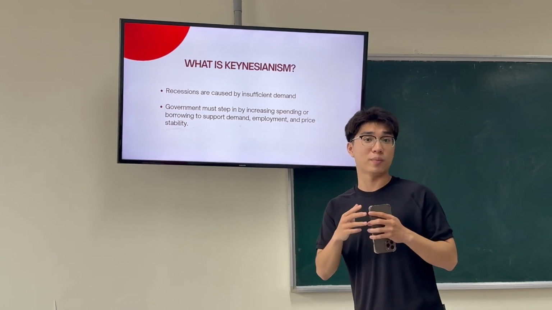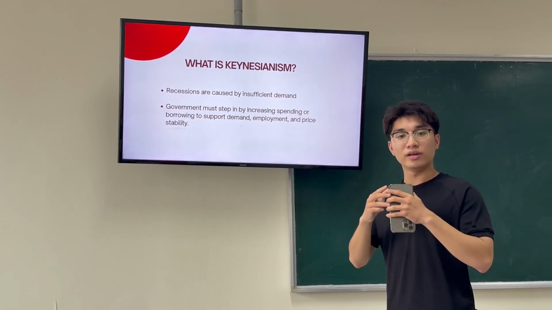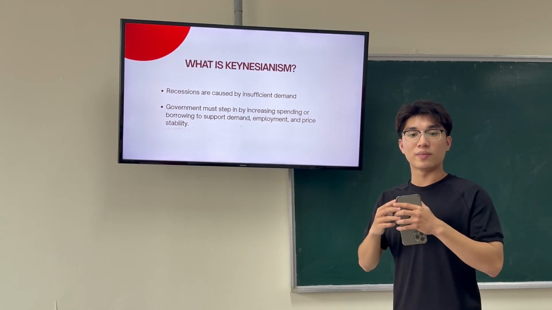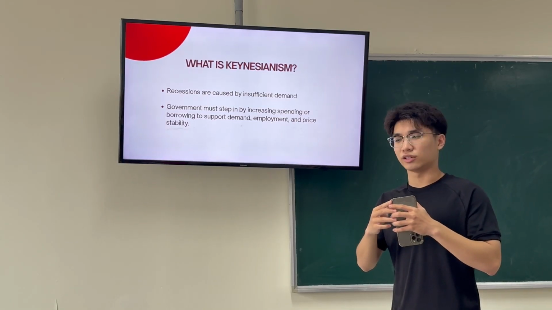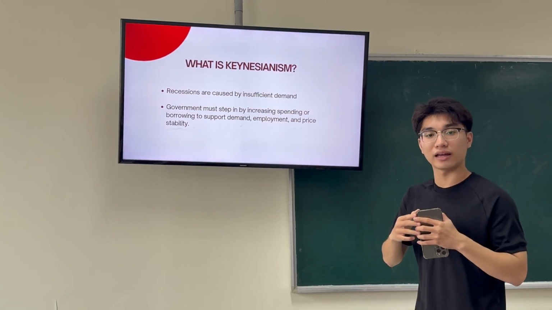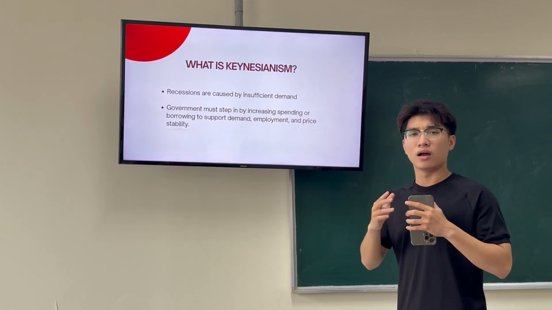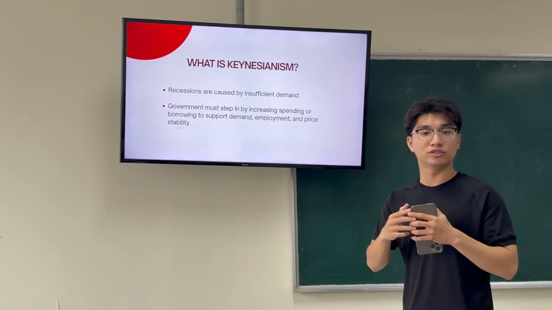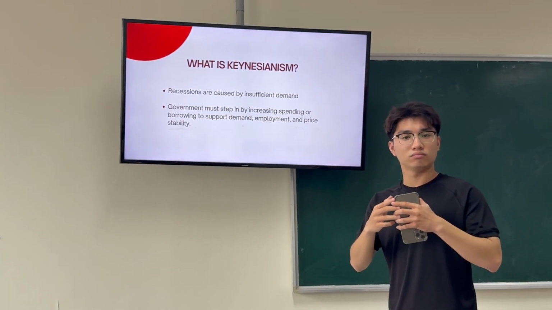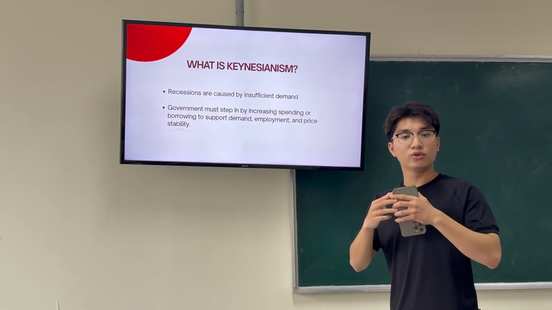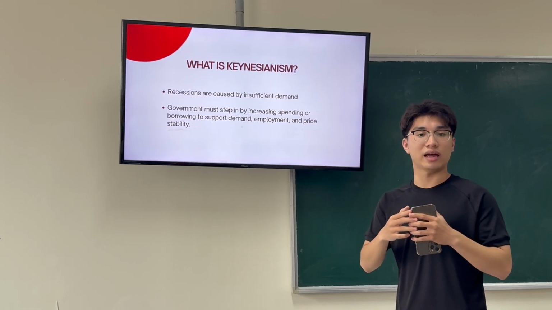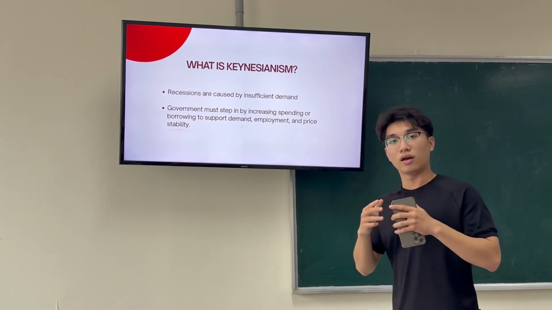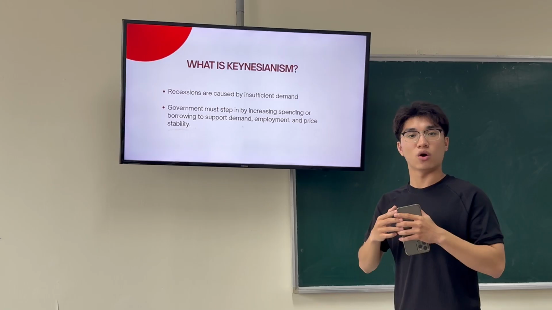And that's when the government must step in. To counter weak private demand, government should increase spending, cut taxes, and expand the money supply and lower interest rates. The opposite must be done during booms, such as raising taxes and tightening money to prevent inflation or overheating.